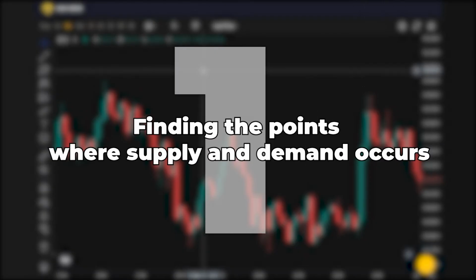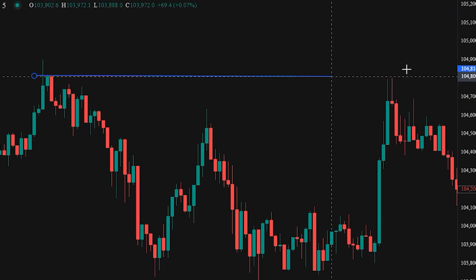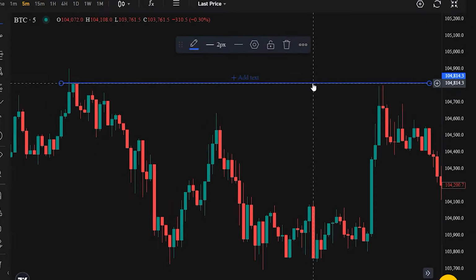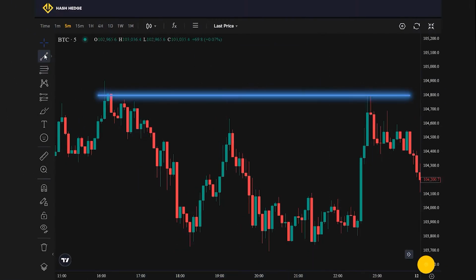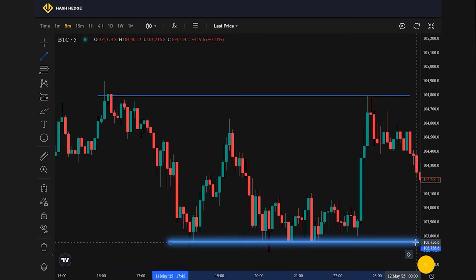So the first thing we need to talk about is finding the points where supply and demand occurs. In order to explain this concept, let's first talk about support and resistance levels. This is a classic technical analysis tool. Theory tells us that by 2 points, we can make up a resistance or support level. These are levels where history shows at least 2 bounces have occurred before.